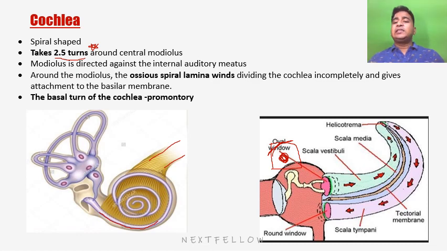In this diagram, we can see the inside structure of the cochlea. So this cochlea is divided into three parts. The first one is scala vestibuli, then comes the scala media, and the third one is scala tympani.